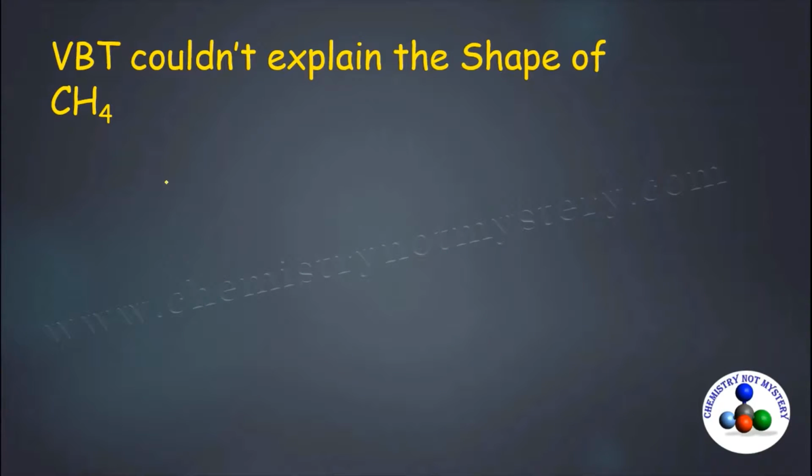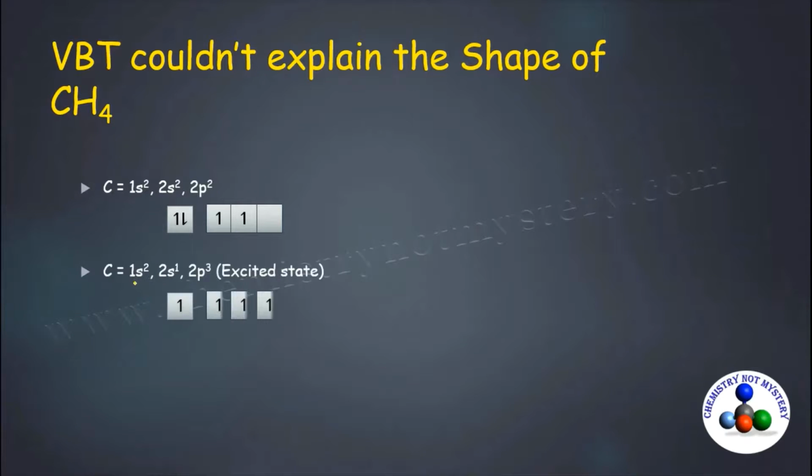Similarly, VBT couldn't explain the shape of the methane molecule. In methane, the central atom is carbon and this is the ground state configuration. When you write the excited state configuration, you will get 1s2, 2s1, 2p3. Thus, you will get 4 half-filled orbitals. These 4 half-filled orbitals should participate in the bonding, and these orbitals are going to decide the shape of the methane molecule.